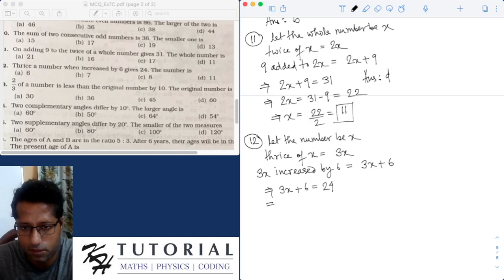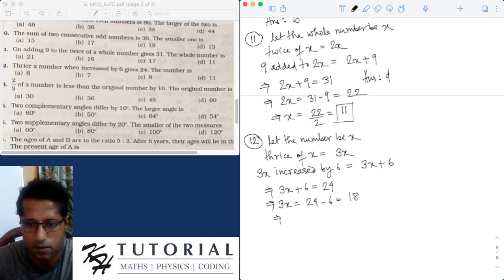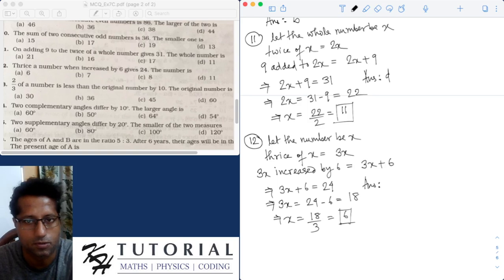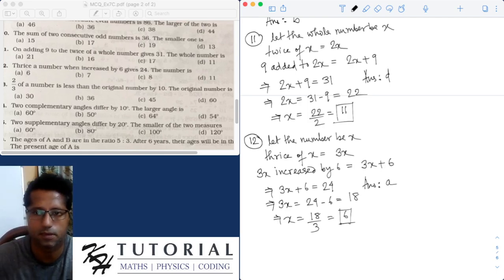We will bring the constant terms to the right hand side. This becomes 3x equals 24 minus 6, that is 18. So we got 3x equals 18. So then x equals 18 divided by 3, that is 6. So 6 is the number or the solution of the equation. So the correct choice will be A. The correct choice is A.